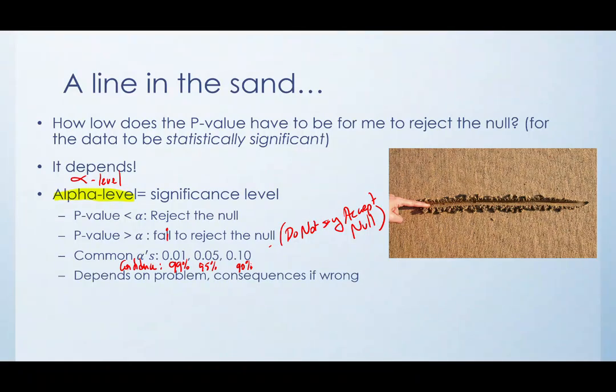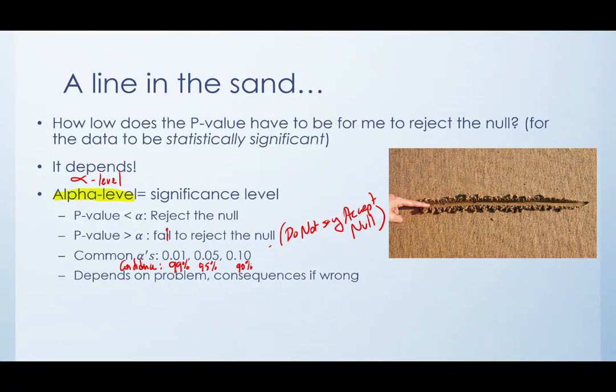And depending on what the problem is, if your consequences are severe if you reject it when you shouldn't have, or vice versa, you may want to go down to 1%, up to 10%. I don't know that I've ever seen anything, maybe a 2% alpha level, but I don't think I've seen anything more than these three really ever, okay?